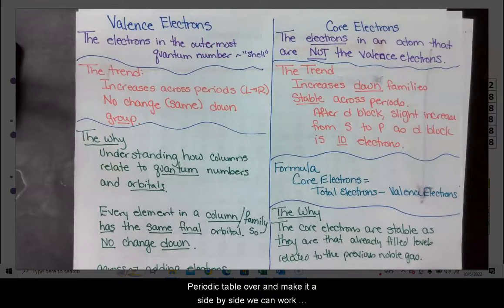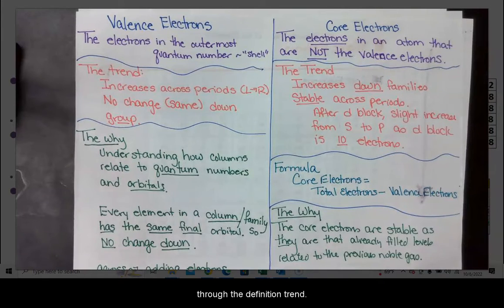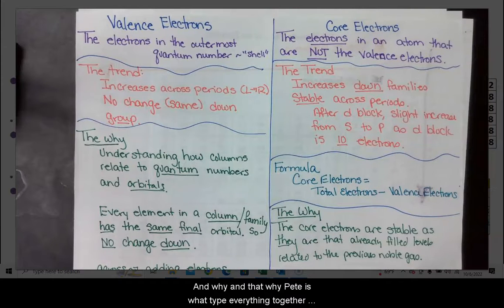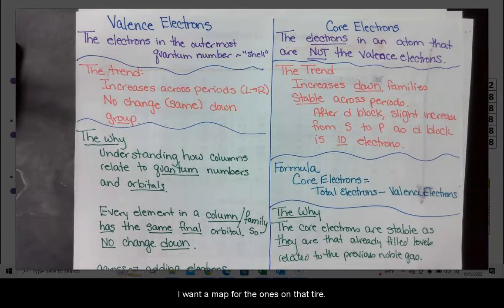Okay, if you flip your periodic table over and make it a side-by-side, we can work through the definitions, trends, and the why. And that why piece is what ties everything together. So, valence electrons. These are the electrons in the outermost quantum number. This is those shell rings. If you're drawing your Bohr models, these are the electrons in that outermost ring that we identify as valence electrons. If you're doing your quantum map, they're the ones on that highest quantum orbital shell.